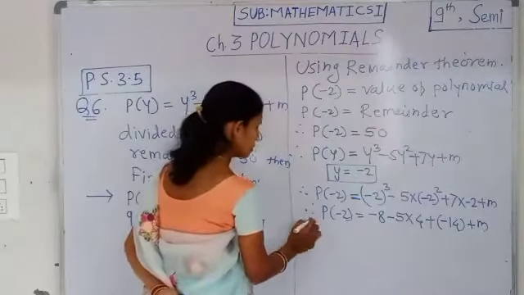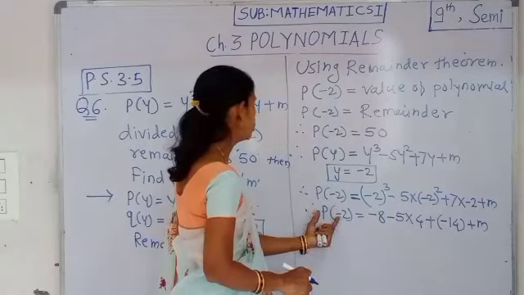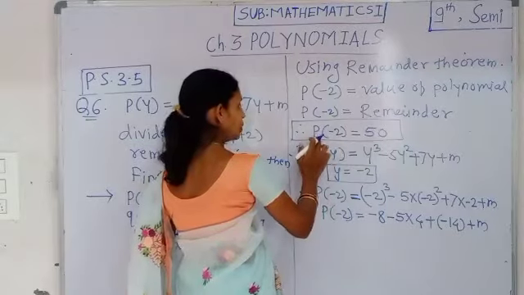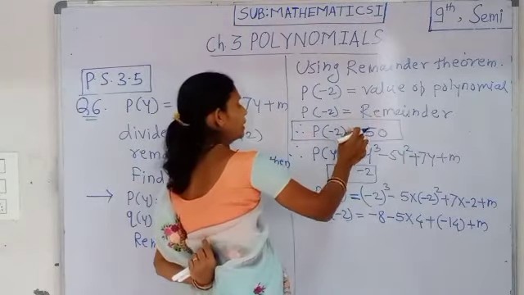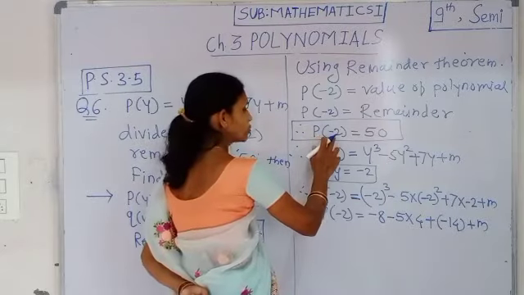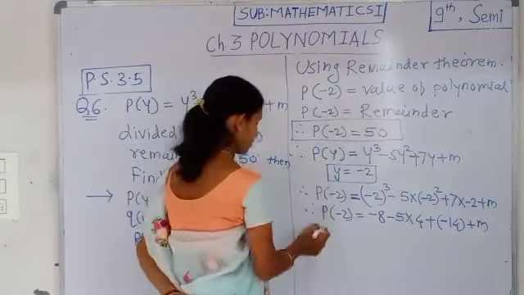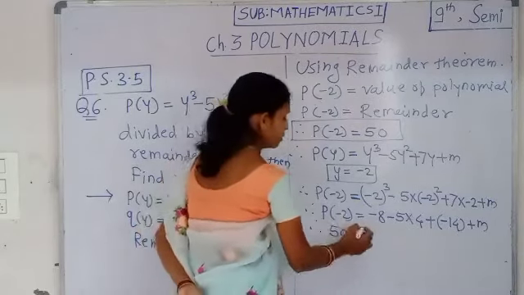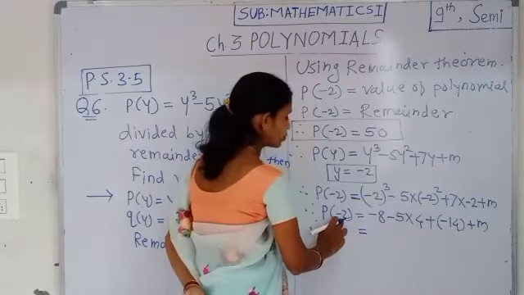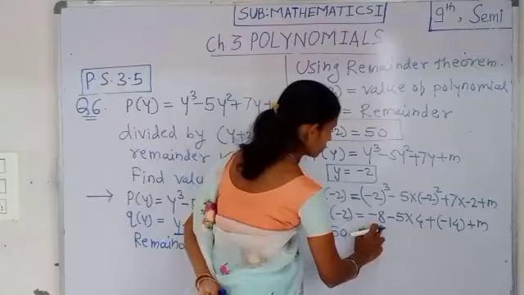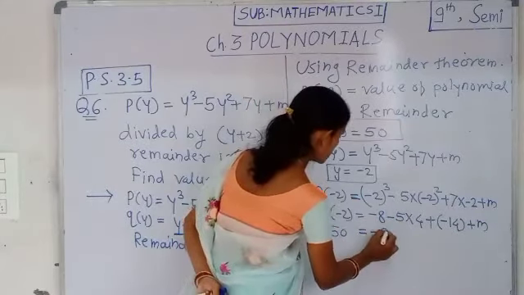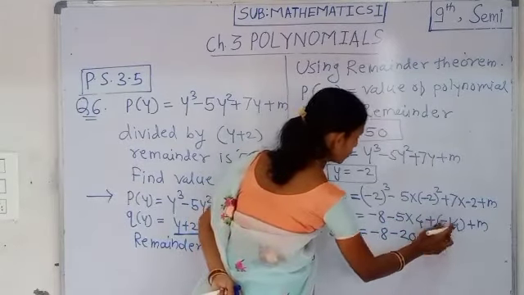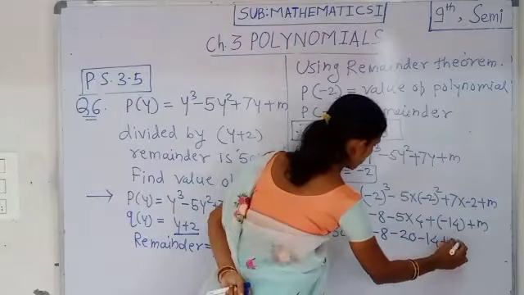Then simplifying this, and putting the value of p(-2), see here, the value of that polynomial is 50 for y is equal to minus 2 because it is a remainder. Therefore, p(-2) is a remainder. Therefore, putting the value of the polynomial for y is equal to minus 2, that is 50. Therefore, simplifying all this, minus 8 minus 5 into 4, that is minus 20, plus minus 14, minus 14 plus m.